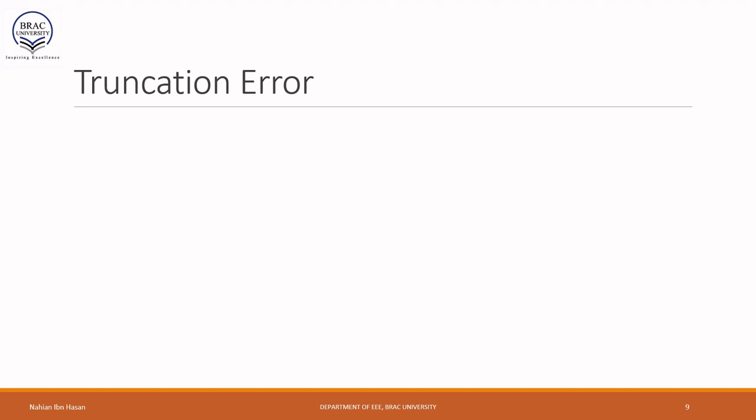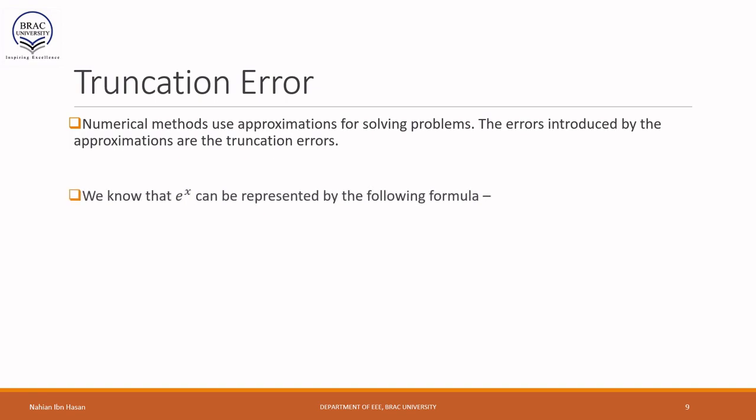Now let's look at truncation error. You know that numerical methods use approximations for solving problems. So we use those approximations at every iteration, or sometimes at the beginning of the problem. So these approximations are the true source of truncation error. The errors introduced by these approximations can be understood from the below representation of e to the power x.